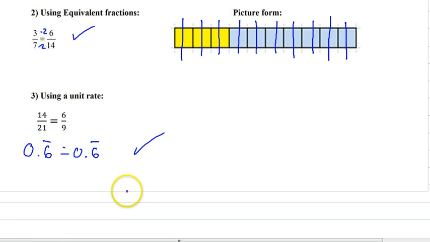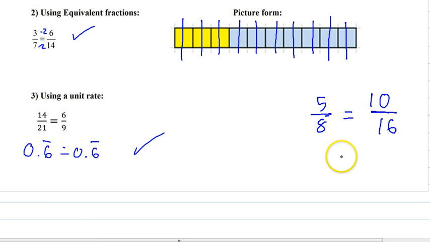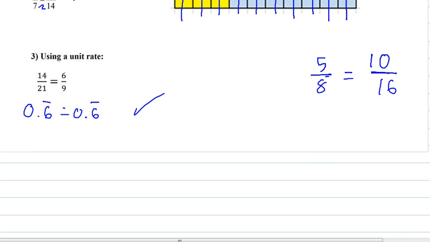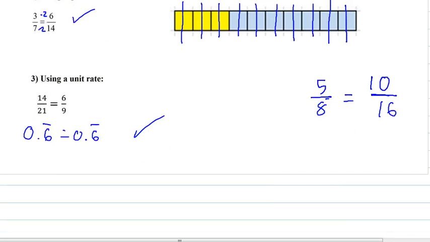So here is another number. I want you to do each method in order to find out if they are proportional. They are proportional. So I want you to use the cross multiply, the equivalent fraction, and the unit rate to show that they are proportional. Hit pause and give it a shot.